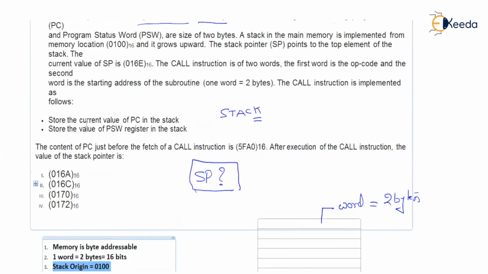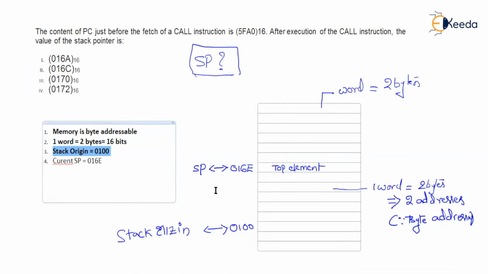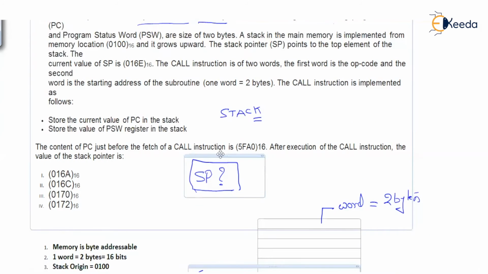The stack pointer points to the topmost element of the stack. Of course, we know that. The current value of the stack pointer is 016E, meaning this is the current top of the stack, in which there is an element. The stack pointer holds the address in which the topmost element of the stack is present. That's it. Now the call instruction is of two words.